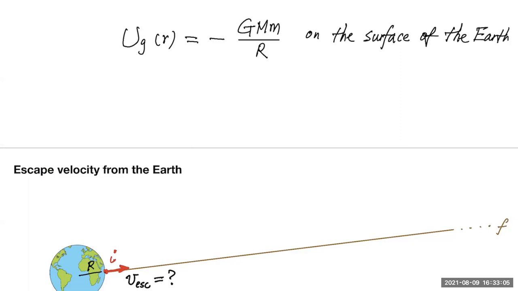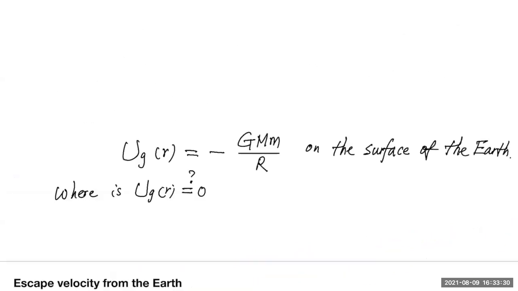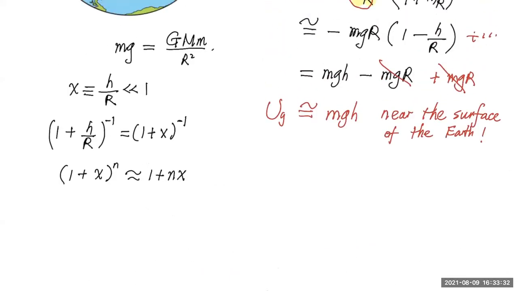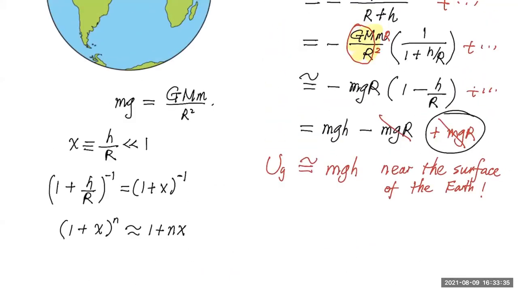The reason why it's negative is because you look at where the 0 point is for the gravitational potential energy. If we define the constant to be 0, where is U equal to 0? Where is the 0 point? The 0 point is no longer at the surface of the Earth. If you set the 0 point of the gravitational potential energy at the surface of the Earth, you will be needing this constant here.